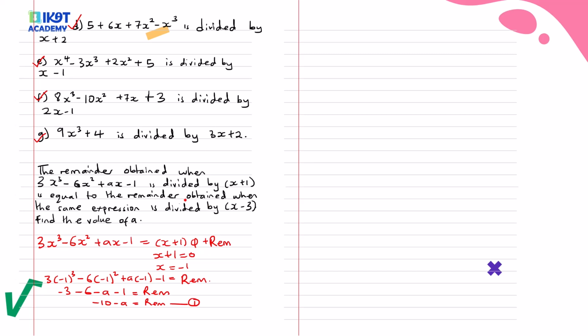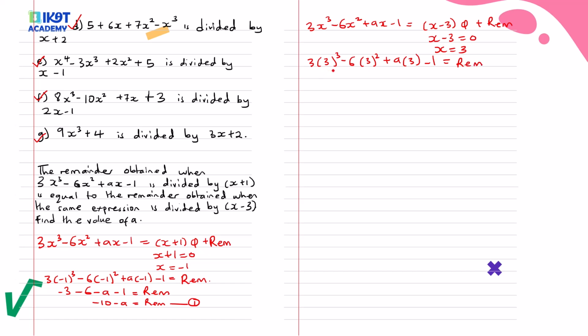Then now it's equal to the remainder obtained when the same expression is divided by this. So now we see what is the remainder obtained when the same expression, plus ax minus 1, is divided by x minus 3 plus a remainder. So here we say x minus 3 is 0. We are eliminating this. So x is 3. Then we can now substitute 3 into 3 times 3 cubed minus 6 into 3 squared plus a into 3 minus 1 is equal to the remainder. So now here, this is just us substituting it into our calculator.